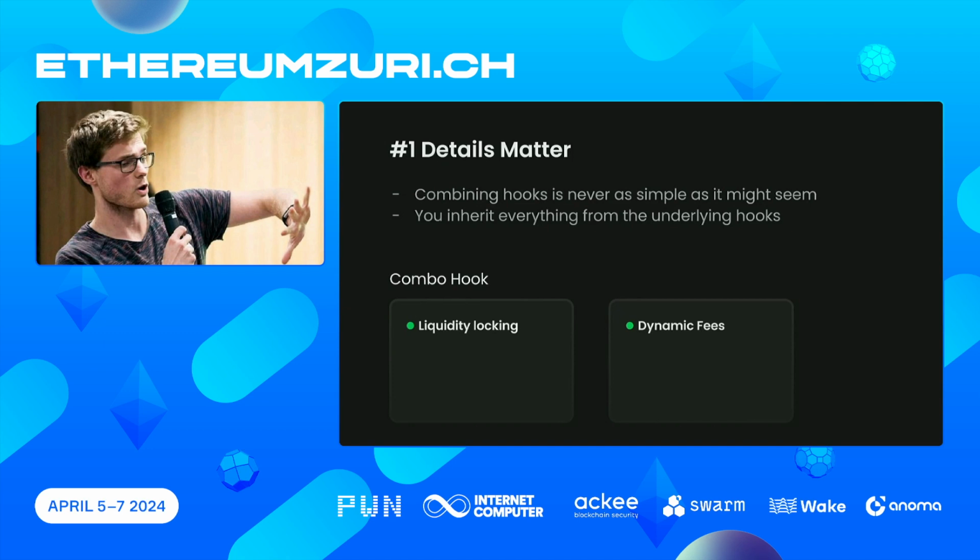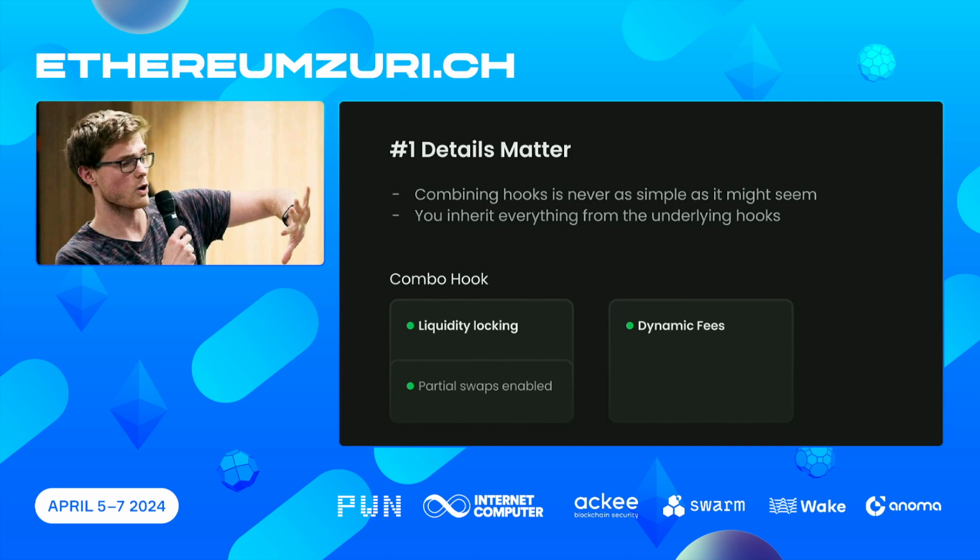So for example, in the combo hook, you have the liquidity locking and the dynamic fees. When you look at it, they seem completely unrelated. But that's not entirely the case, because we are using the Uniswap function for partial swaps for auto-compounding the fees in the liquidity locking hook.